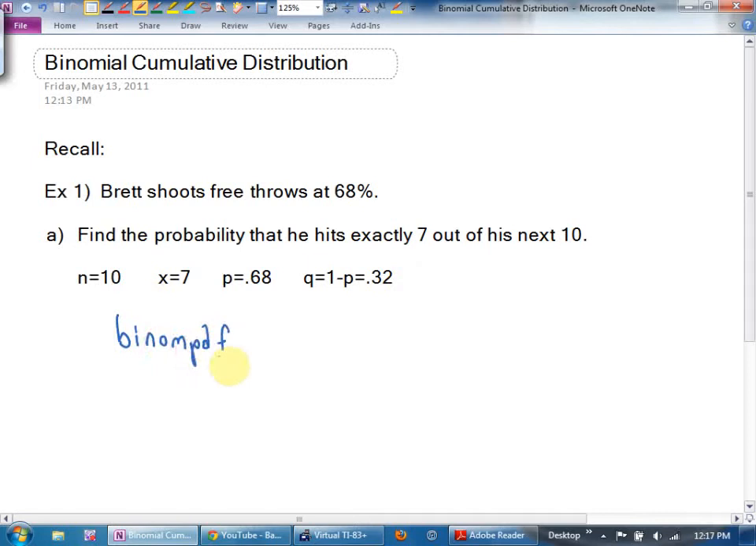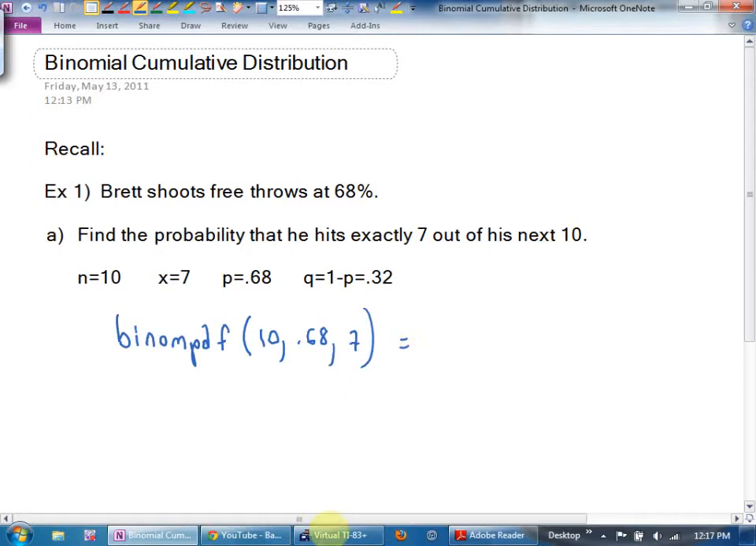And you do need to have the syntax memorized. Do you remember what went where? I'll give you a hint: it's alphabetical. N, P, X. Sorry, Q never shows up. If you're looking for a dumb way to remember, it's going to be N, comma, P, comma, X. What are the odds of him hitting seven? Exactly seven, not eight, not six, but exactly seven.